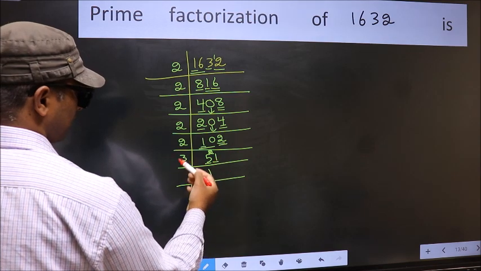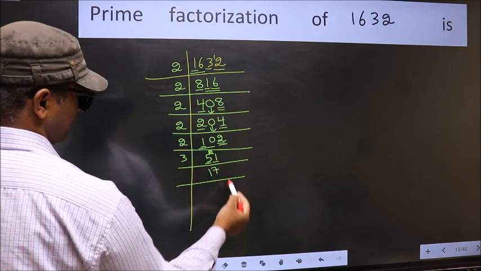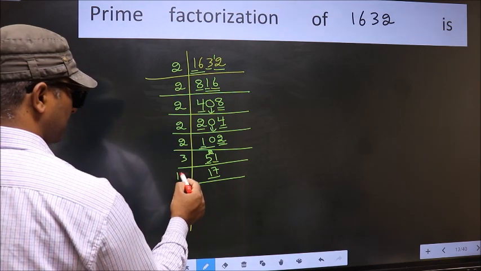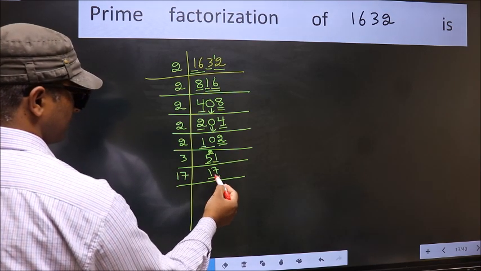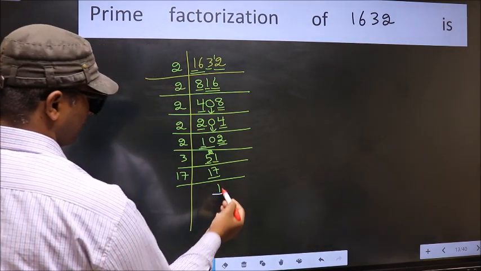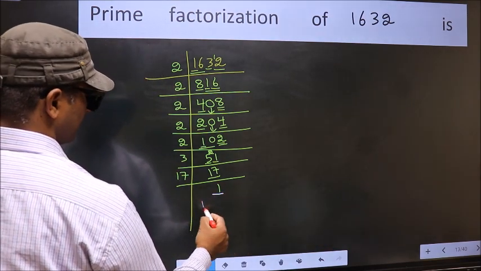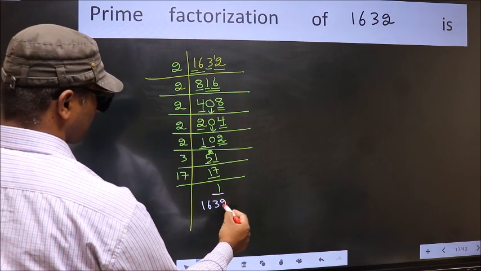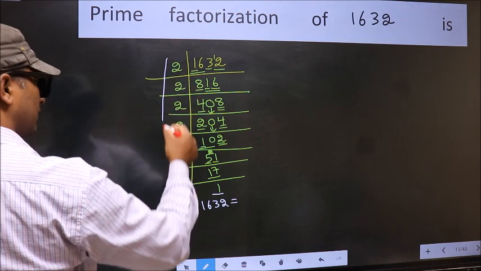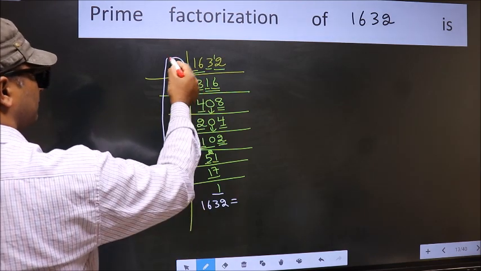When do we get 21 in the 3 table? 3 7s are 21. Now here we have 17. 17 is a prime number, so 17 1s are 17. So we got 1 here. So the prime factorization of 1632 is the product of these numbers.